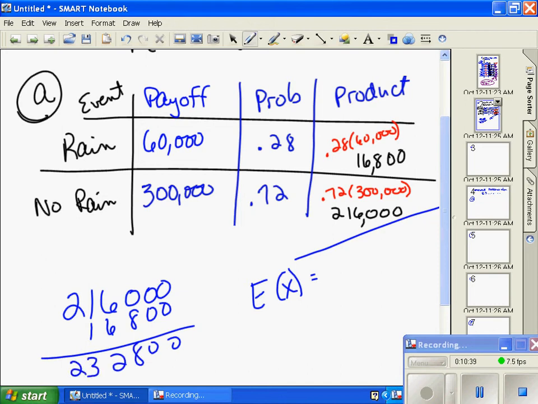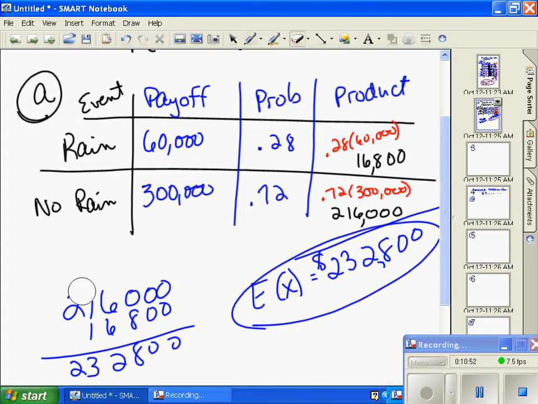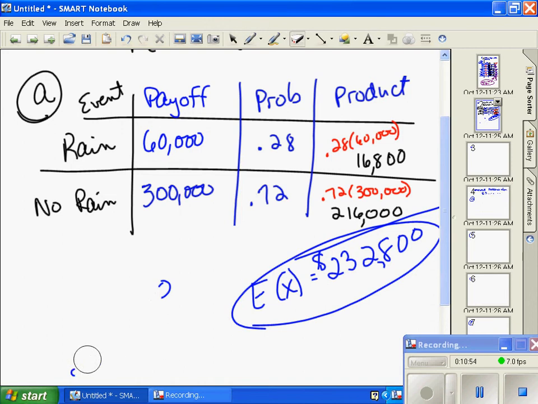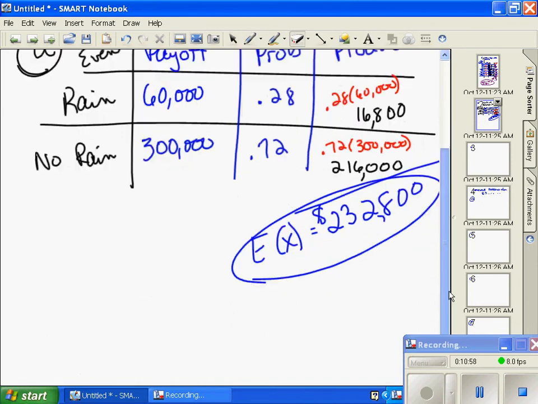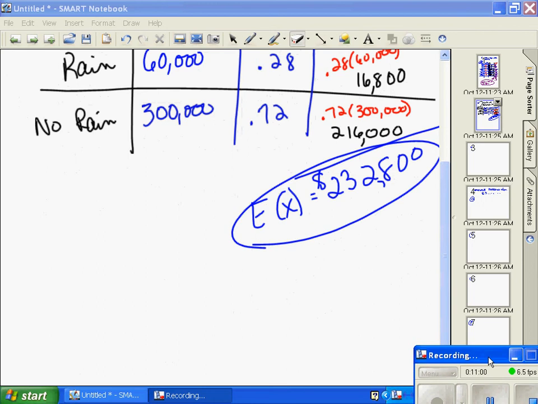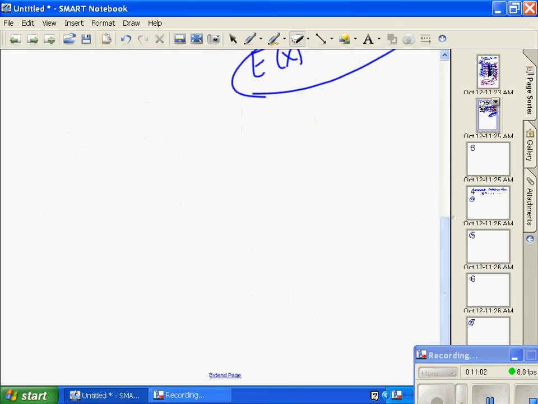Okay, so I get 232,800. So 232,800 is what I can expect to make on that concert. That would be in dollars. Okay, so just practice using your brain instead of a calculator on these problems so you'll be ready for your test and quiz.